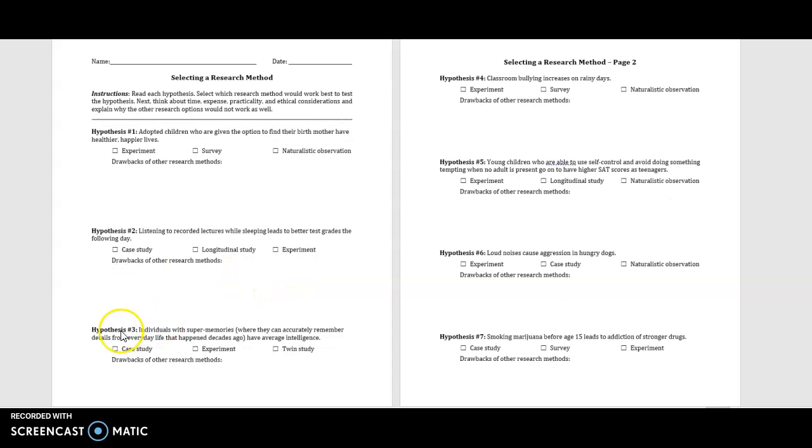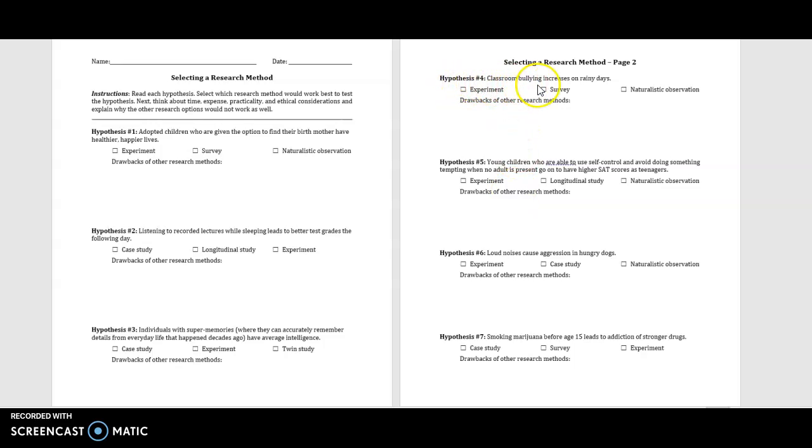Number two, listening to recorded lectures while sleeping leads to better test grades the following day. Case study, longitudinal study, experiment. Number three, individuals with super memories where they can accurately remember details from everyday life that happened decades ago have average intelligence. Case study, experiment, twin study.